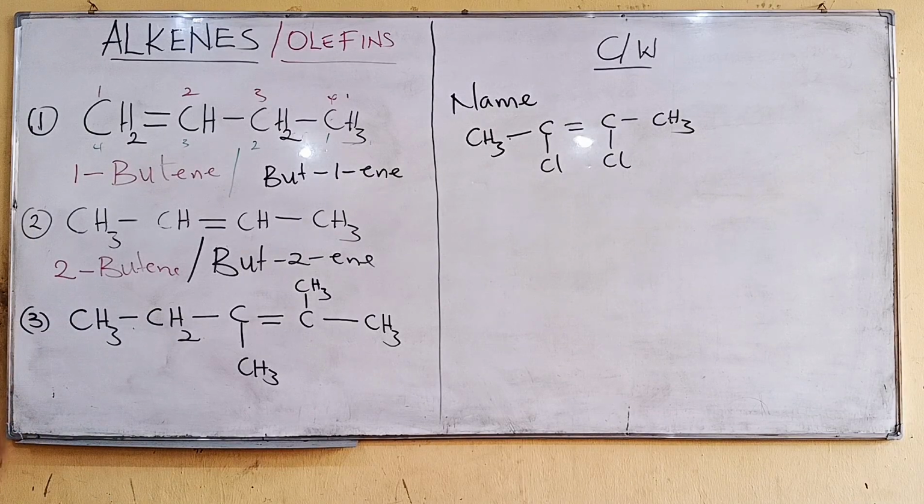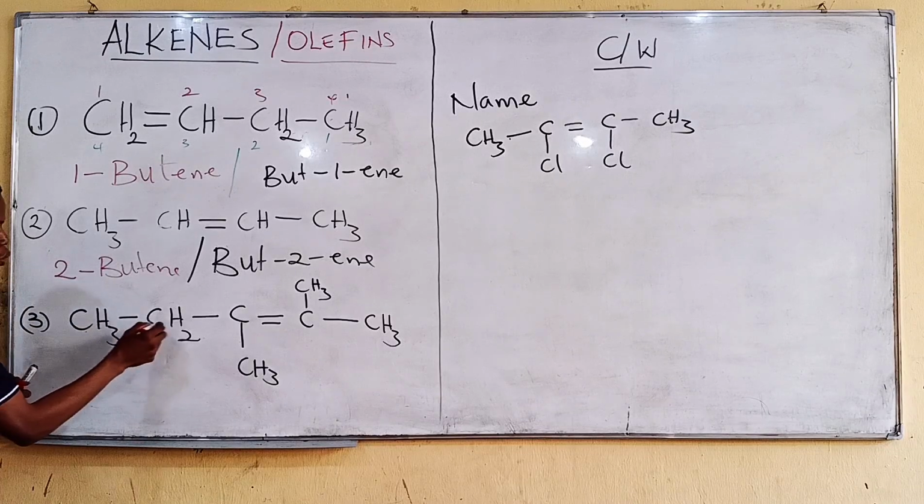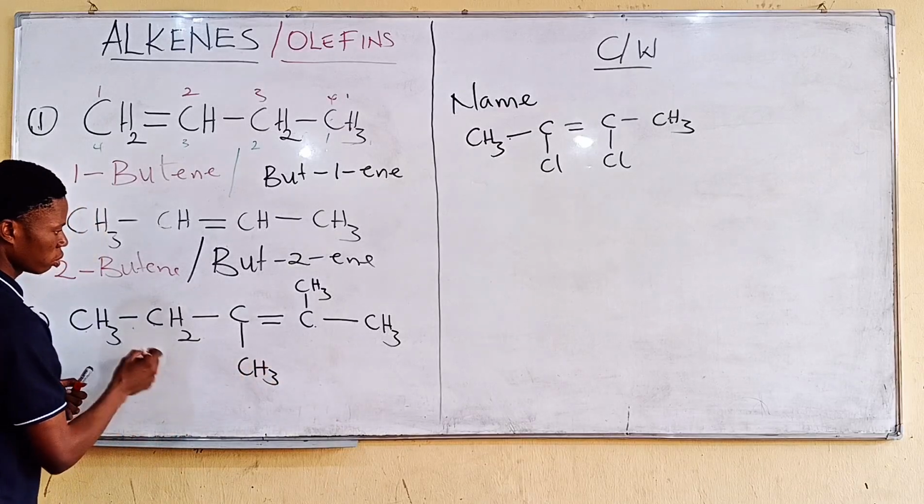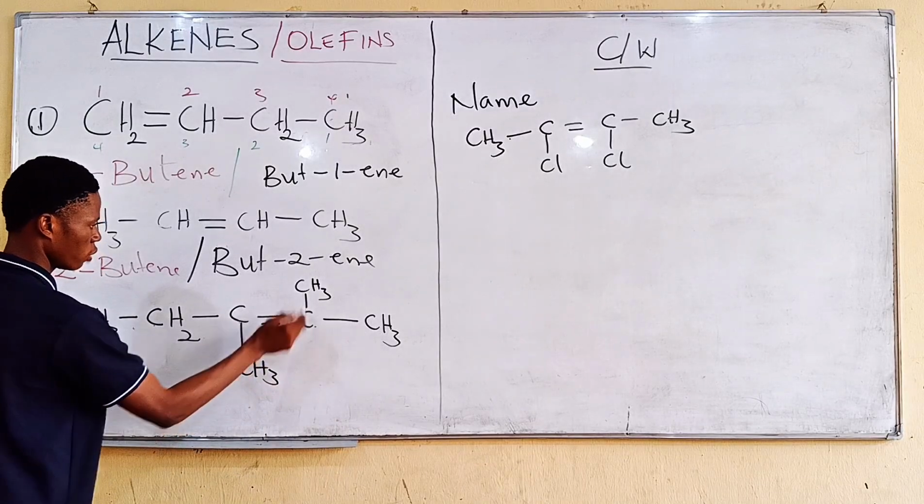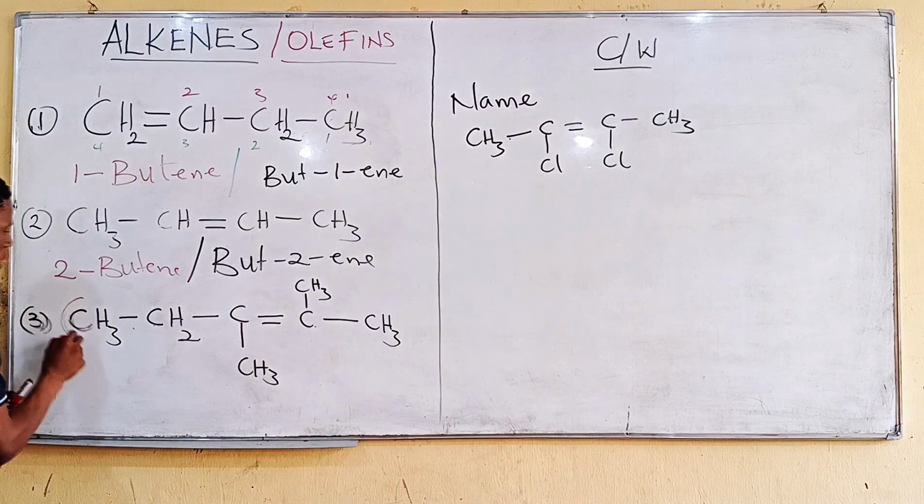Now, let's look at this third one. This question is actually from a past question. This is a NECO past question. Let's see how we can name this. First thing, don't be scared of the structure. Just look at the parent chain. Identify the parent chain. The parent chain now, 1, 2, 3, 4, 5. So the parent chain should be this straight chain here.